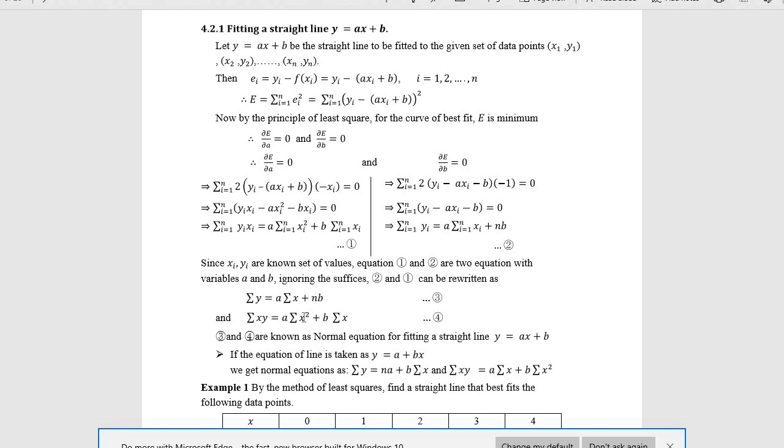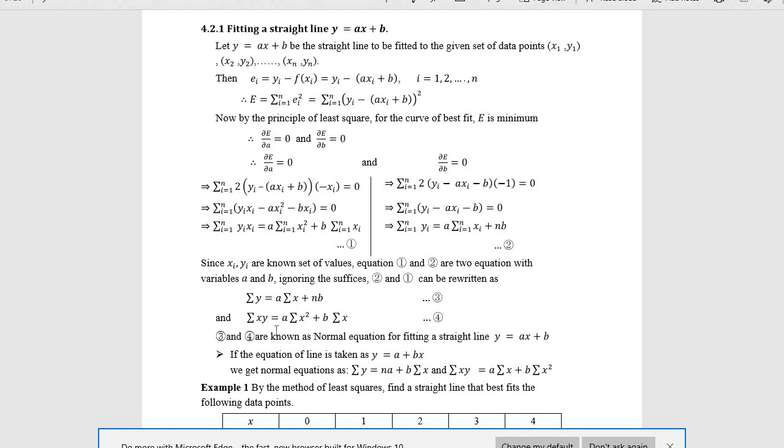The first equation: sigma yi is equal to a sigma xi plus nb. How is n coming? Because b is coming at i is equal to 1, b is coming at i is equal to 2, b is coming at i is equal to n. So how many times is b coming exactly? Total number of times, n times, nb. This is the first equation.